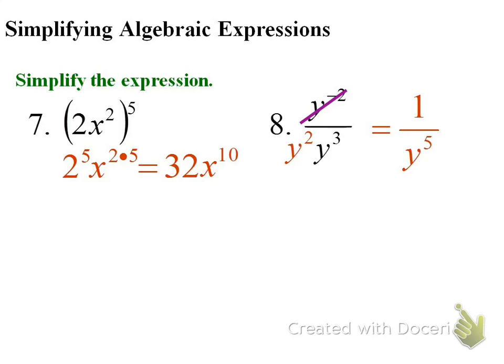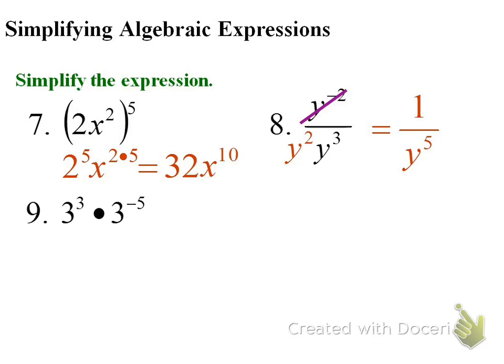The other way to think about it is to just think of the way it's done on the board. Y to the -2nd moves the y to the bottom and makes it a +2nd. Now look, the bases are the same, so you can add the exponents. Either way, you should get on the bottom y to the 5th, on the top just a 1. Questions on that one? Kind of tricky?